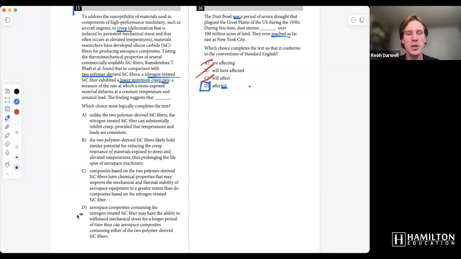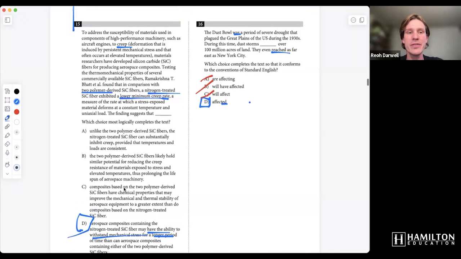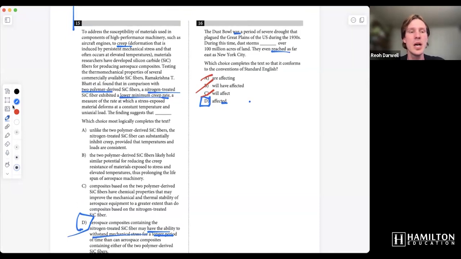What shows that? D. They have a higher creep rate, which means they have an ability to withstand monoclonal stress for a longer period. So that is how we arrive at D for question 15 on this.